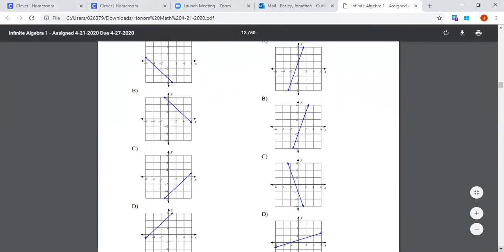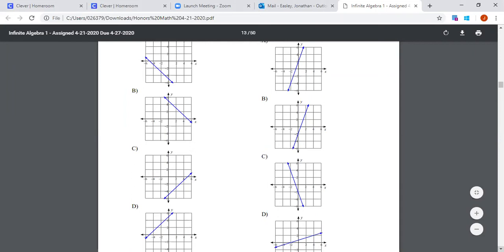Now we know that we've got y equals 3x minus 2. Now that means it's going to be a positive slope. So A, B, and D are possible answers. C can't be the answer because it's a negative slope. It starts high at the left, it goes low to the right. So it's going to have to be A, B, or D.